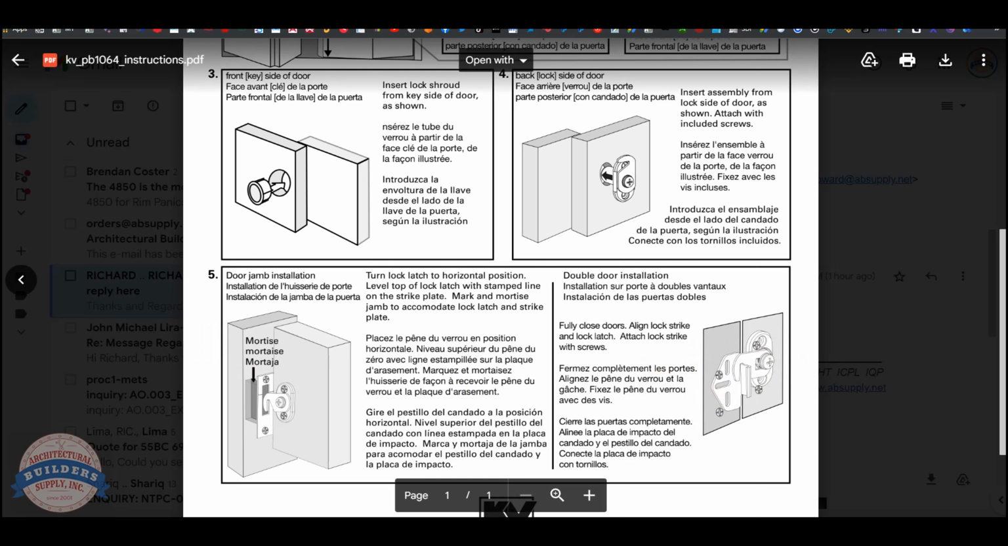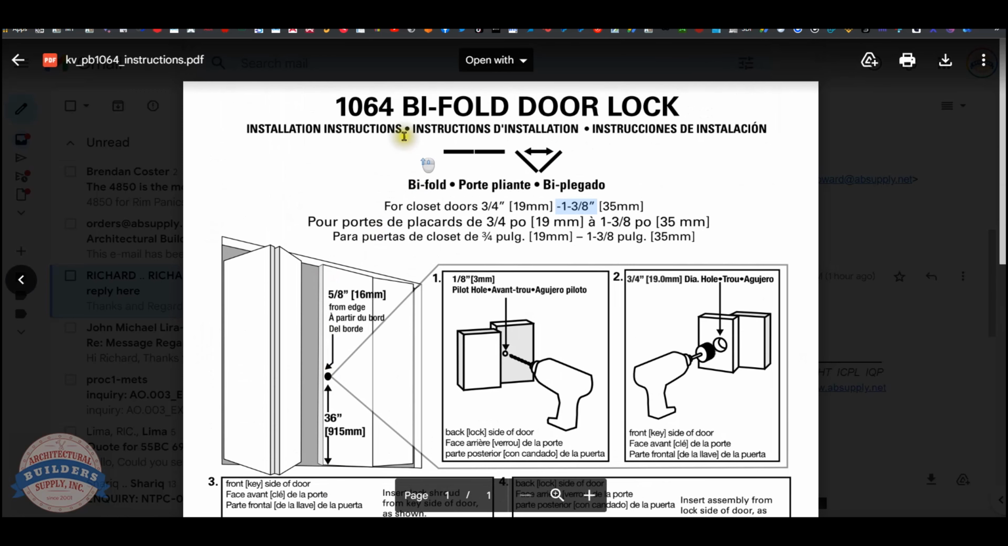Okay. Any questions on the installation of a Knapp and Vogt PB1068 bifolding, is it 1068? 1064 bifolding door lock, or any other Knapp and Vogt product, please feel free to reach out to us.